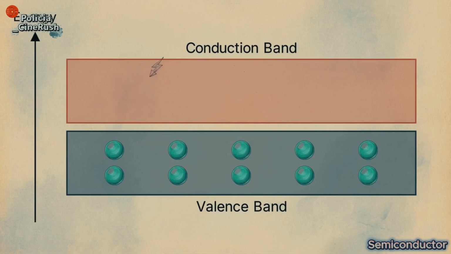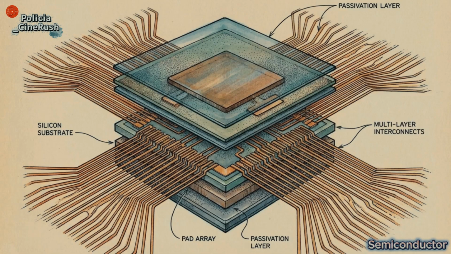Semiconductors, such as silicon, possess a narrow gap. While they act as insulators at absolute zero, an injection of thermal energy or light is sufficient to knock electrons into the conduction band. This ability to switch a material from an insulator to a conductor is the technical requirement for all modern solid-state electronics.